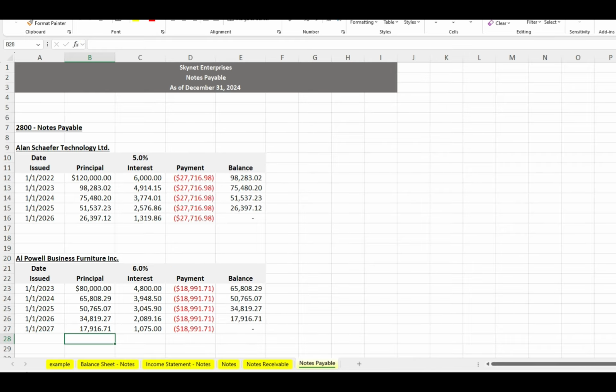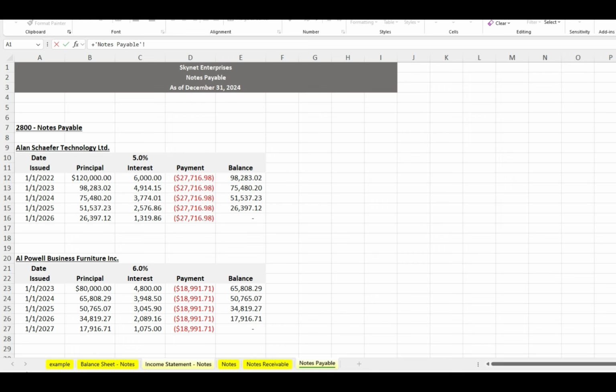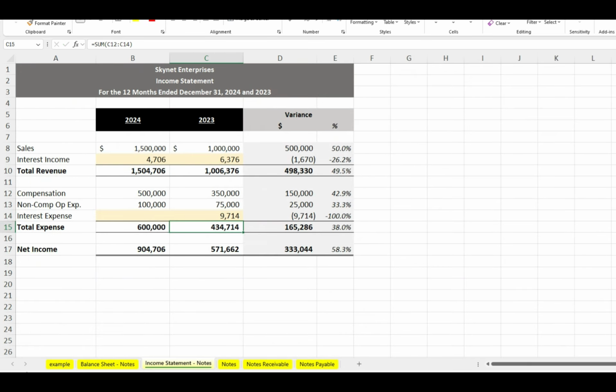Now that we have our amortization schedule for our notes payable, let's see how it impacts the balance sheet and the income statement. In this situation, since these are notes payable, these are liabilities, we have interest expense. We're paying interest for borrowing these funds. So this is an expense that's going to be on the income statement. Grab 2023 as expense. From taking out those 2 promissory notes, we have $9,714 of interest expense.